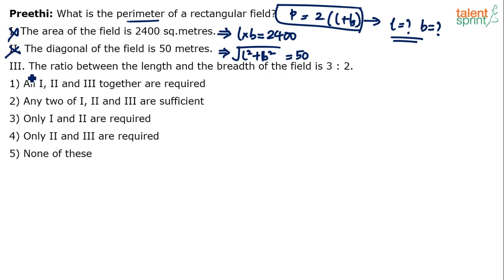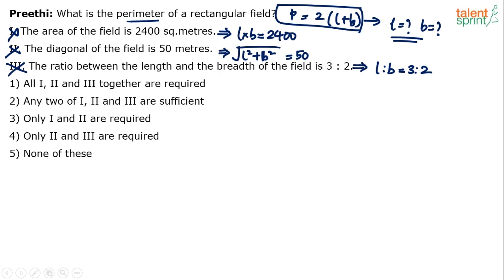Now look at statement 3. The ratio between the length and the breadth of the field is 3:2. So L is to B equals 3:2. Now, if I know the ratio, will I be able to find out the perimeter? No. Or will I be able to find out what is L and what is B? No. L and B could be 3 and 2, could be 30 and 20, could be 300 and 200, can be 9 and 6. There are infinite possibilities, right? What is known to us is the ratio. So even statement 3 fails to give the answer.